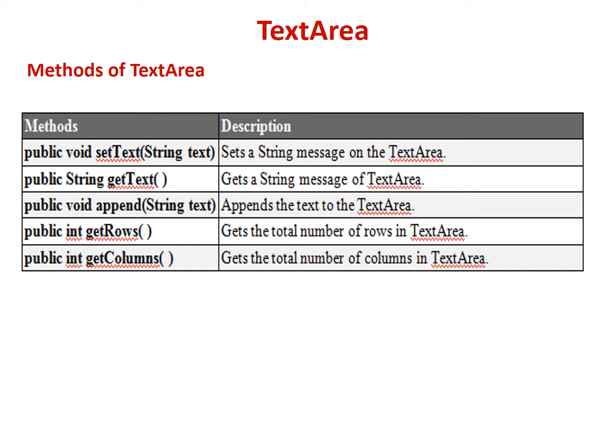After this, the method append with string parameter, which returns the void type value. And this method appends the text to the text area. Then the next two methods, that is getRows and getColumns, return the integer type value. And these two methods give the number of rows and number of columns in the text area respectively.